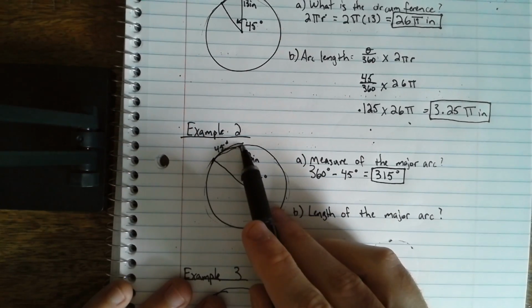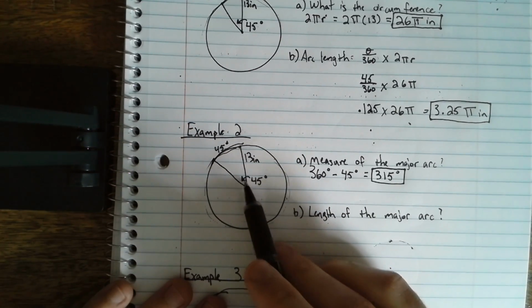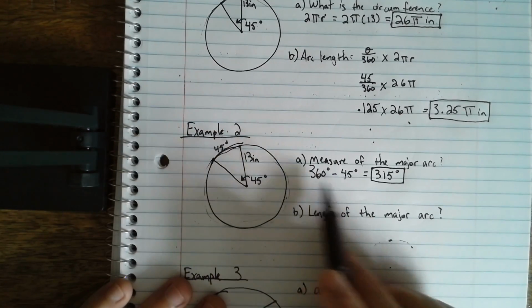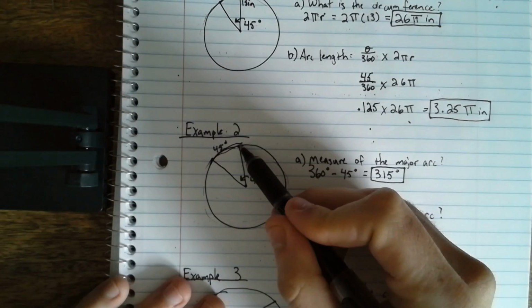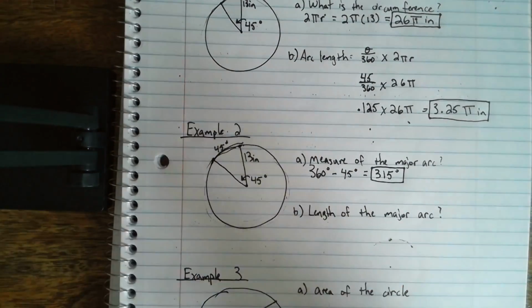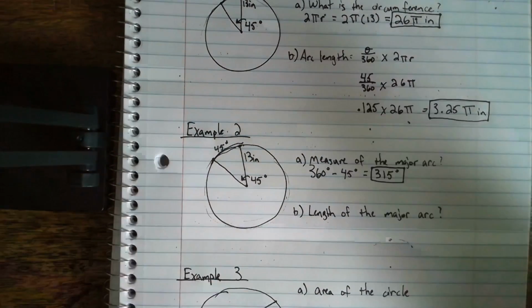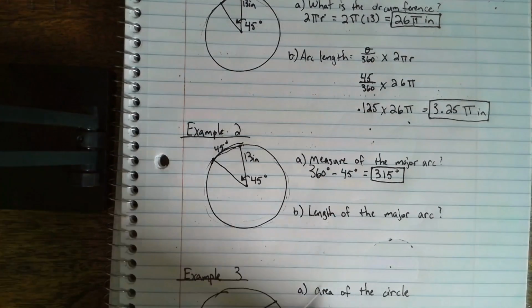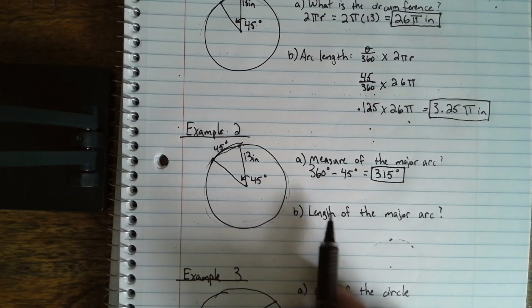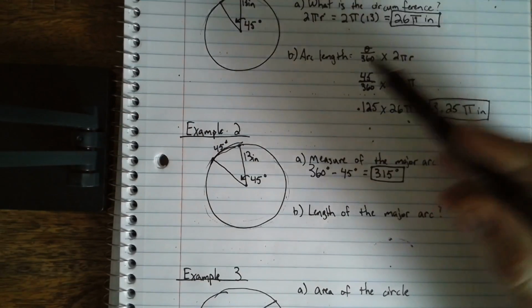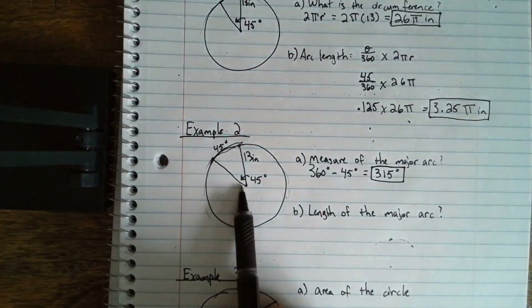This arc is 45 degrees because the central angle is 45. The major arc is going to be 315. So 45 plus 315 gives us the 360, which is what we need to make sure that the circle is still a circle. Okay, so what is the length of the major arc? So we're going to use the arc length formula. It's going to be theta over 360 times the circumference, which is 2 pi r, which is 26 pi, 2 times 13.